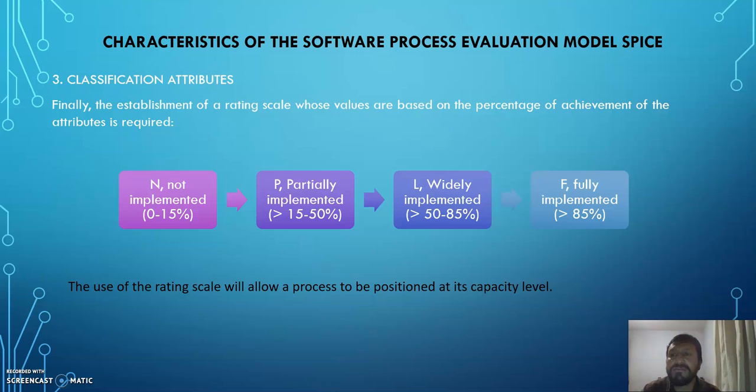Dimension 3, rating attributes. Finally, the establishment of a rating scale whose values are based on the percentage of achievement of the attributes is required. Not implemented, up to 15%. Partially implemented, 15% to 50%. Largely implemented, 50% to 85%. Fully implemented, more than 85%. The use of the rating scale will allow a process to be positioned at its capability level.